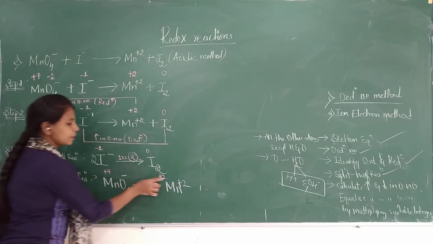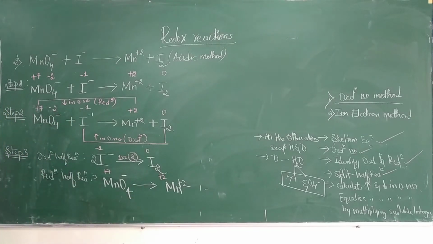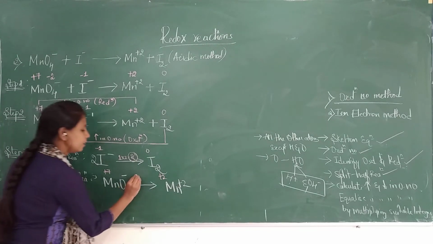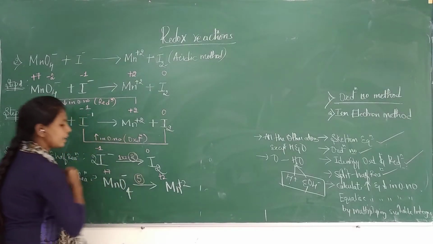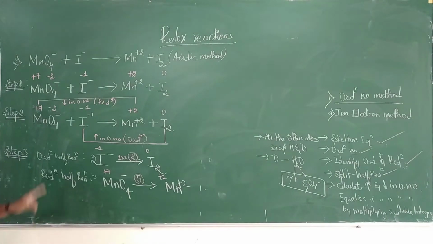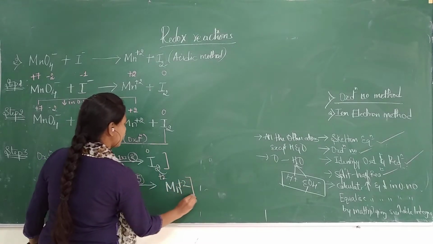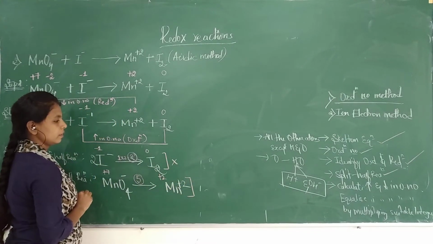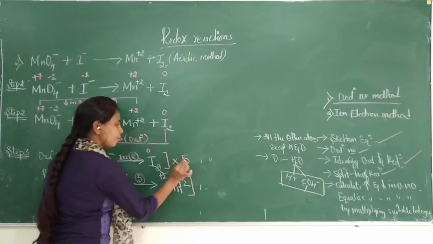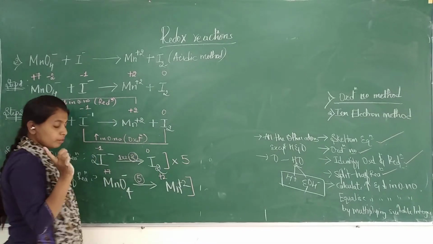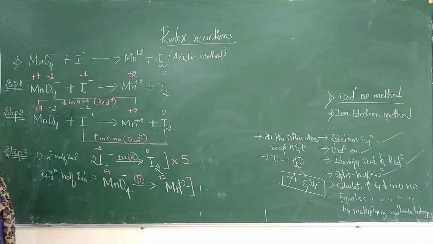Next, +7 to +2. By how many has it decreased? It is decreased by 5. Increase in the oxidation number is 2. Decrease in the oxidation number is 5. So is it equal now? No, you have to equalize it by multiplying with a suitable integer. So you will multiply the first oxidation half reaction by 5: 5 into 2, it will be 10 over there.